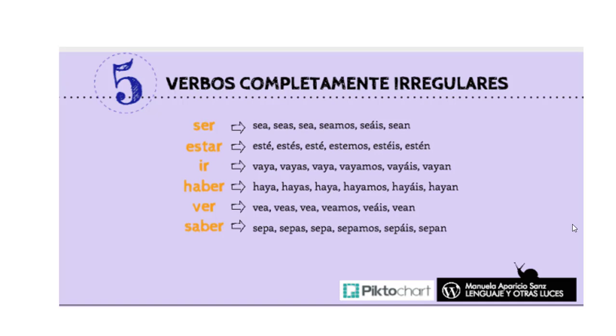Finally, we have 6 verbs that are totally irregular, and you have them here: ser, sea, seas, sea, seamos, seáis, sean, estar, esté, estés, esté, estemos, estéis, estén, ir, vaya, vayas, vaya, vayamos, vayáis, vayan, haber, haya, hayas, haya, hayamos, hayáis, hayan, ver, vea, veas, vea, veamos, veáis, vean, and finally, saber, sepa, sepas, sepa, sepamos, sepáis, sepan. And this amazing infographic comes from Manuela Aparicio from her blog Lenguaje y otras luces, which I recommend you all.